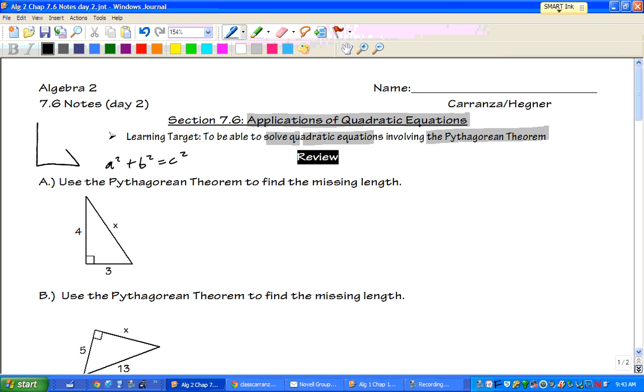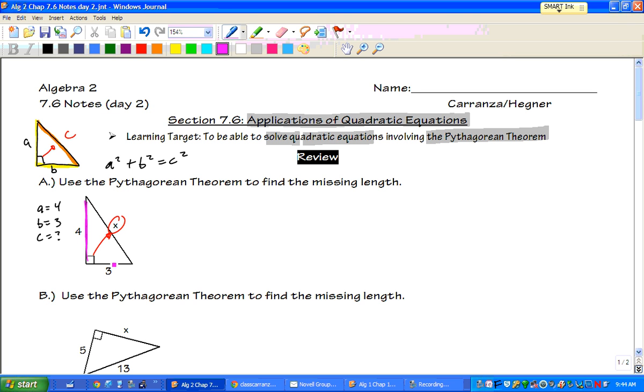And in your triangle, A and B are always going to be the legs, and C, which is the hypotenuse, is always across from the right angle. Okay? So for number A, it says use the Pythagorean theorem to find the missing length. So if you want to go off to the side, you can say, well, A is 4, B is 3, and C, that's what we're trying to find. Okay?